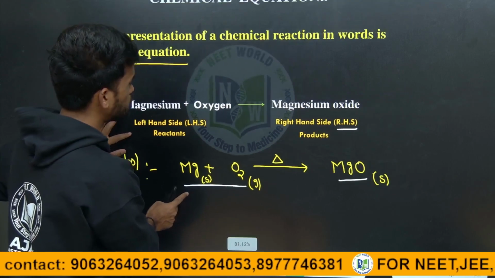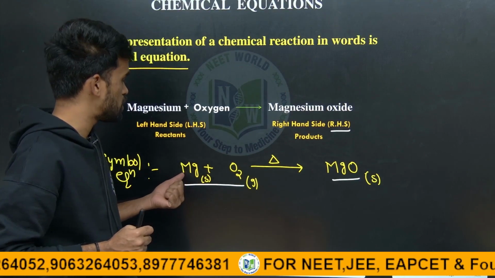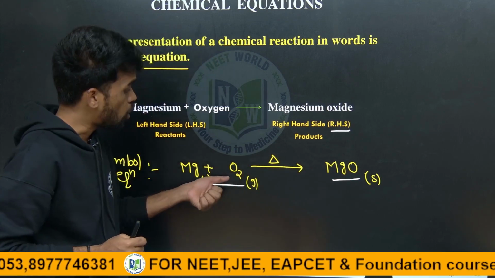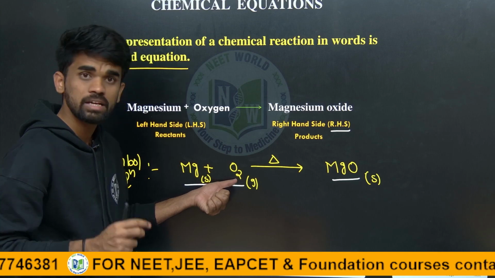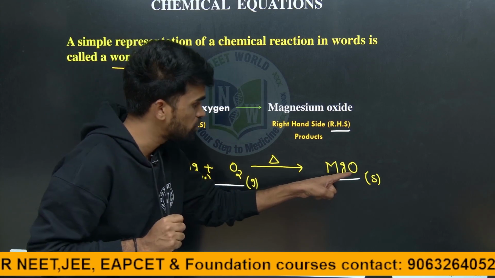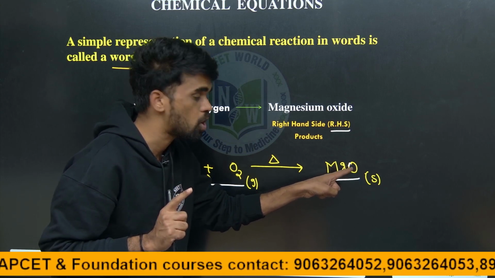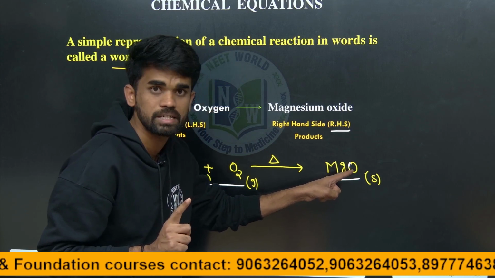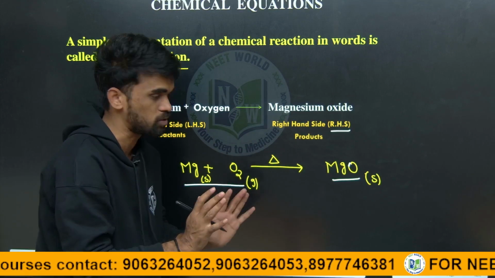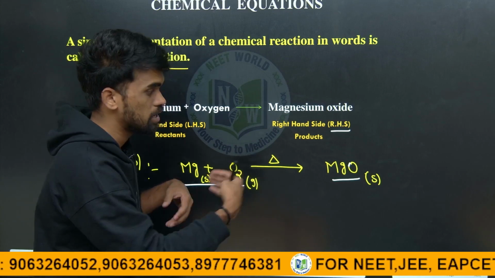Now check what are the elements present here. Magnesium, here also magnesium, here it is oxygen, here also oxygen. But how many oxygen atoms are we seeing here? Here it is 2 oxygen atoms, or we can say 1 oxygen molecule. Here we have only magnesium attached with 1 oxygen. So magnesium oxide means 1 oxygen is present here. So the number of oxygens on the LHS and RHS are not equal. It means we need to balance this. So why do we need to balance? Let us look forward.